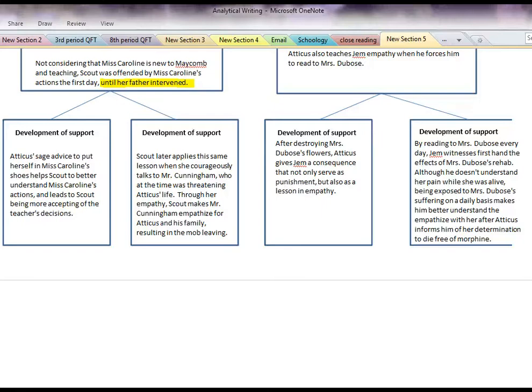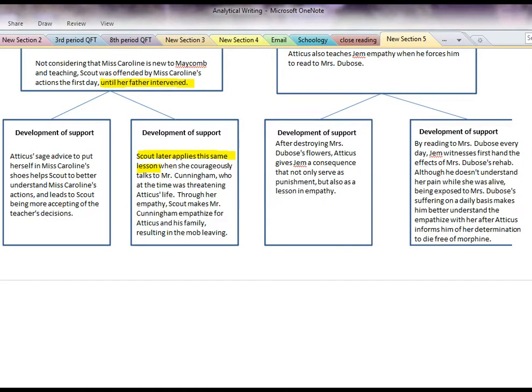Cunningham, who at the time was threatening Atticus's life. Through her empathy, Scout makes Mr. Cunningham empathize for Atticus and his family, resulting in the mob leaving. So here, the Scout later applies this same lesson. This is the transition from my first example to my second. Then, the second statement is the application. It's through the empathy, Scout then empathizes for Mr. Cunningham, who then empathizes for Atticus, resulting in the mob leaving. So it's really this pay it forward type idea.